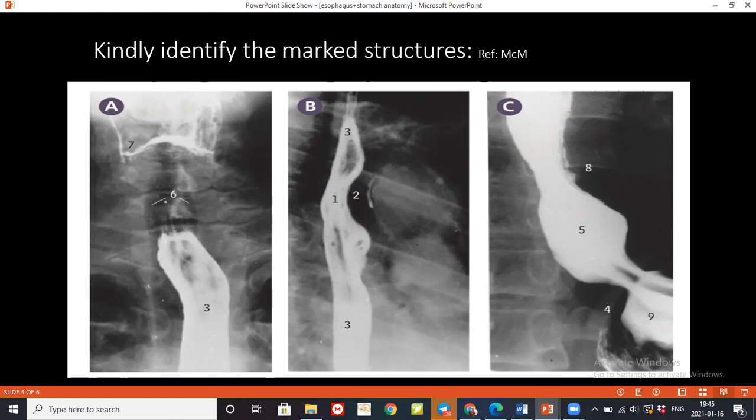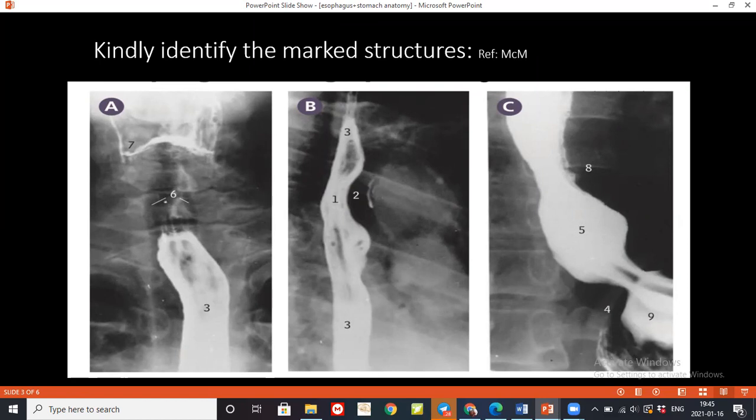Okay. Sorry. If a person has esophageal carcinoma, then which part of the esophagus is most commonly involved? It most commonly involves the lower part of the esophagus, associated with adenocarcinoma due to GERD.